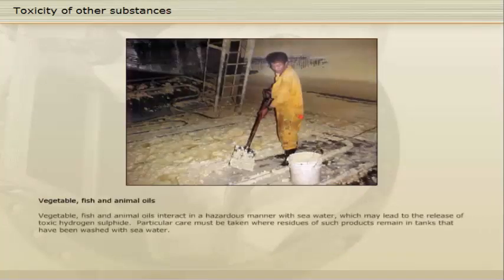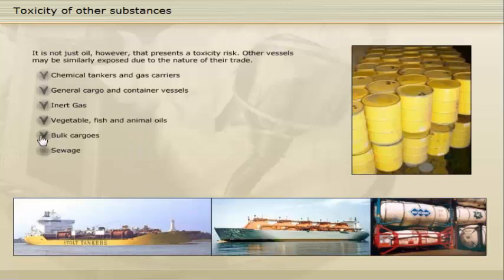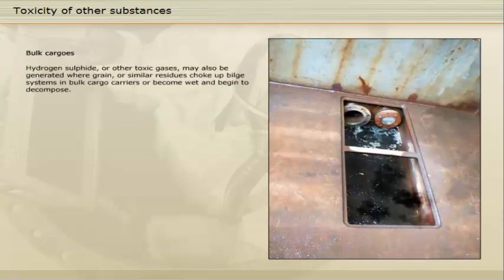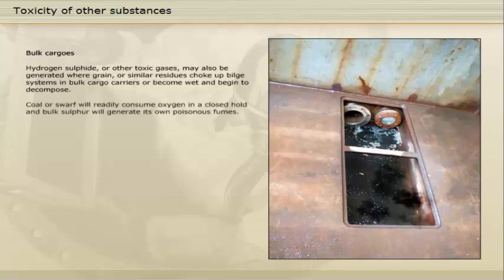Vegetable, fish, and animal oils interact in a hazardous manner with seawater, which may lead to the release of toxic hydrogen sulfide. Particular care must be taken where residues of such products remain in tanks that have been washed with seawater. Hydrogen sulfide or other toxic gases may also be generated where grain or similar residues choke up bilge systems in bulk cargo carriers, or become wet and begin to decompose. Coal or swarf will readily consume oxygen in a closed hold, and bulk sulfur will generate its own poisonous fumes.